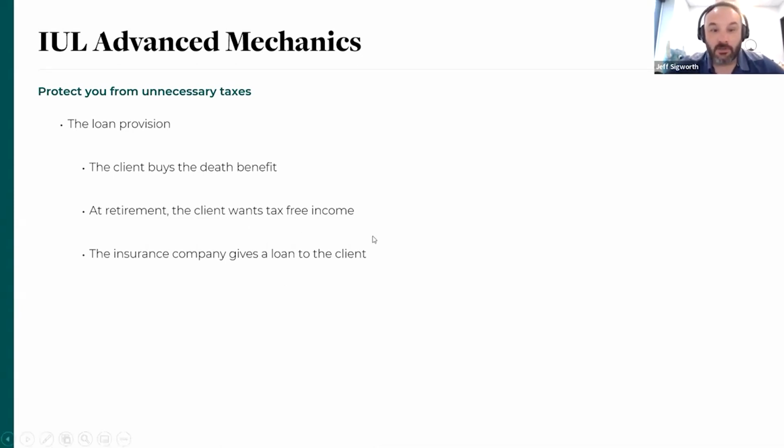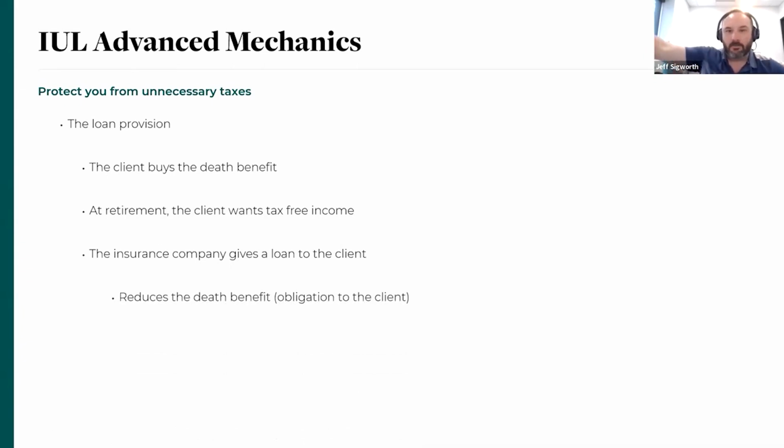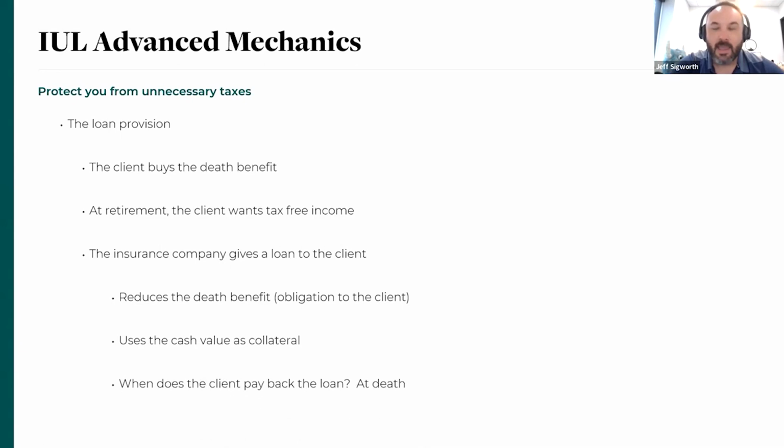Okay, so the insurance company gives us a loan to the client, tax-free. It reduces their death benefit because remember, as a client, I already bought the death benefit. I'm paying for that death benefit. So I further reduce their obligation to me, and they know I'm going to pay it back because they have my cash. They have all my collateral right here. So of course they're going to give me a loan. They got the money. It's like the ultimate living benefit.